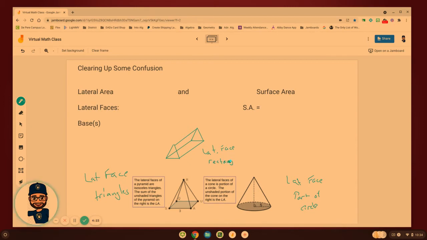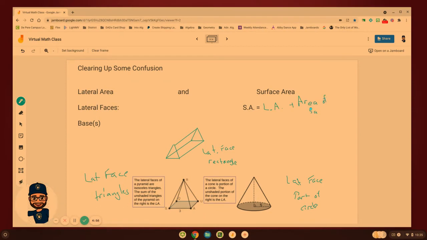And that's the biggest difference between lateral faces and bases. The bases help us to define what type of shape it is. The lateral faces will tell us if it's a prism or a pyramid. Surface area can typically be found by finding the lateral area plus the area of the base or the bases. Sometimes we'll have two, like yesterday we had two.